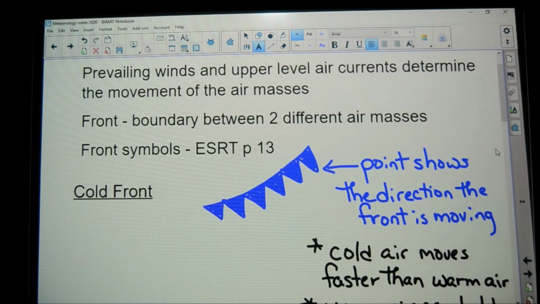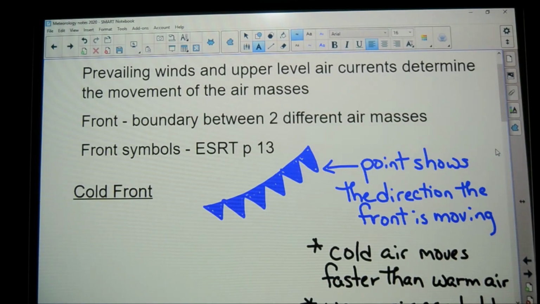Now, on your reference table, page 13, you actually have symbols of the fronts, but I've actually drawn them in for you. Key thing to remember is the front marks the beginning of that air mass. So the air behind it is going to match that front.